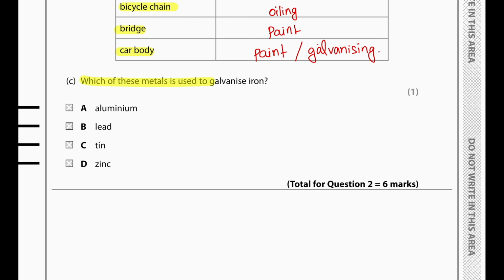Which of these metals is used to galvanize iron? So we will use zinc to galvanize iron because zinc is more reactive than iron.